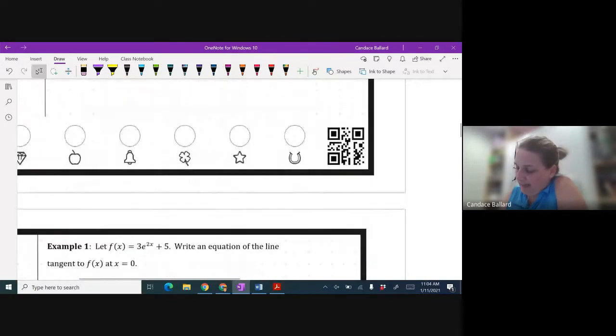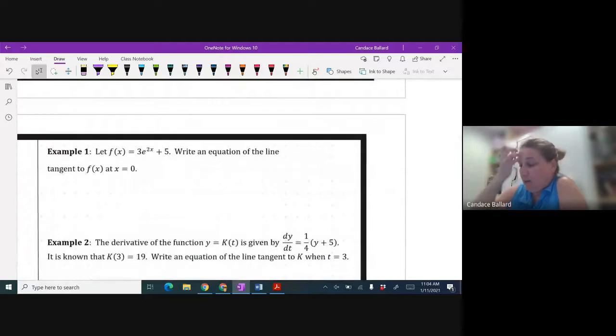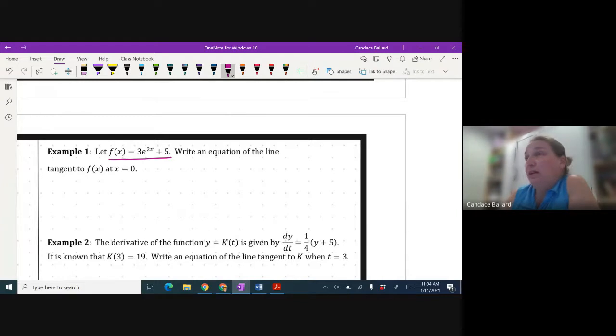All right, let's take a look at example 1. In example 1, we simply need to write the equation of a tangent line. They gave us a function for f of x. It's maybe a little bit more complicated than functions we had first semester, but that's okay. And then we're supposed to write an equation of a line at x equals 0. So the first thing I'm going to do is figure out what my y is, because I don't have a point and I don't have a slope yet.